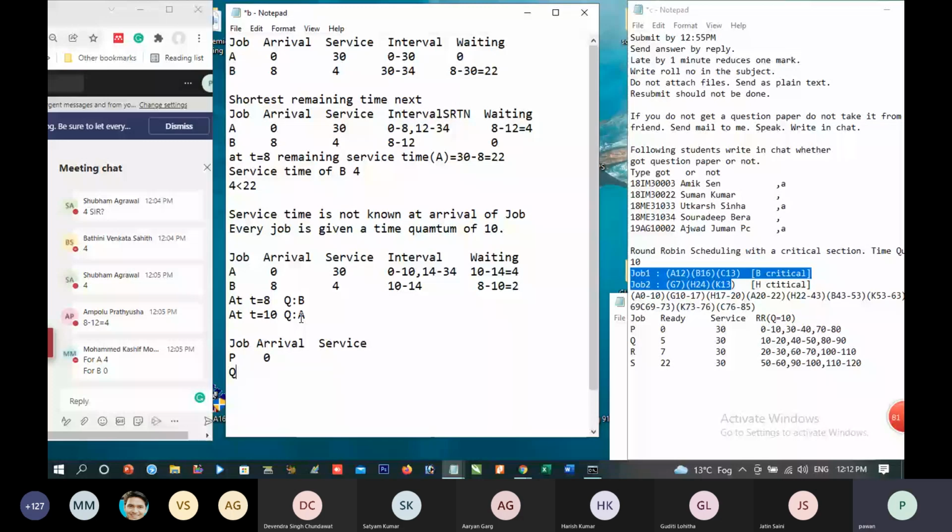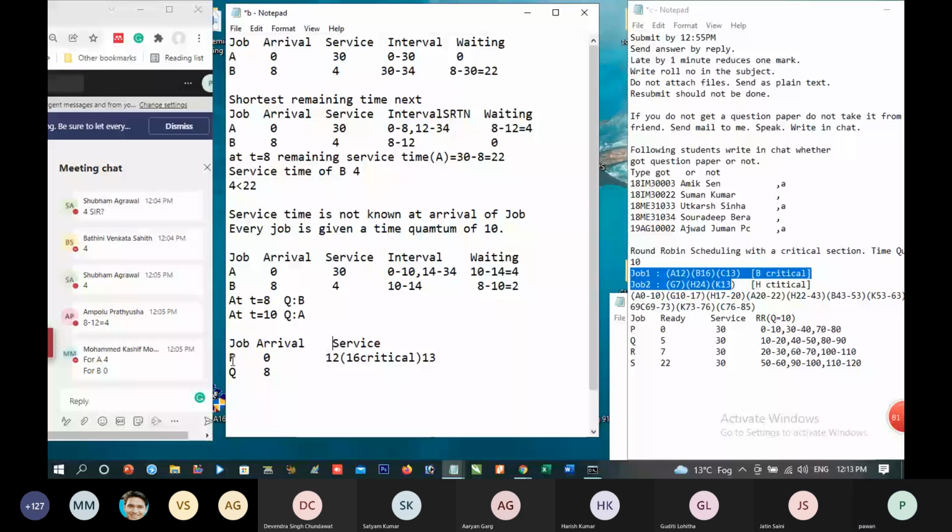Now, what kind of service does it require? It requires 12 units. After serving for 12 units, it needs an execution time of 16 units of critical section. And afterwards, it needs 13 units of the time. So total service required by the job P is how much? 12 plus 16 is 28 plus 13 is 41. So 41 units of the service job P is requiring.